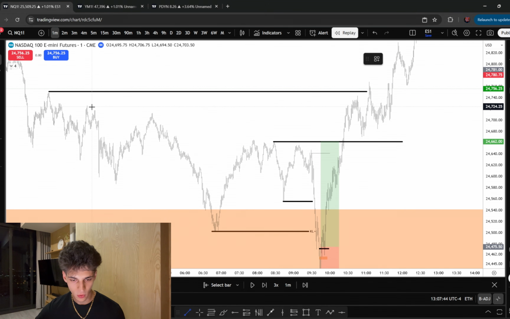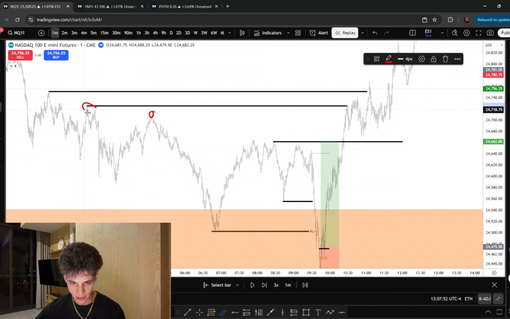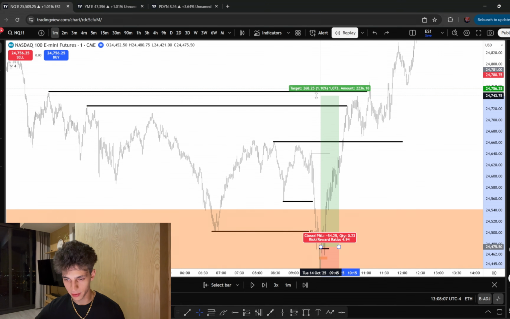Why do I say that? Well, these are all relative equal highs. If you actually take a look here, let me pull out this tool here. We got this high right here and these highs right here, relative equal highs. Then we have this high here, relative equal highs. So this is the final buy side liquidity target, okay? Let's go ahead and remove all those drawings and target that liquidity.